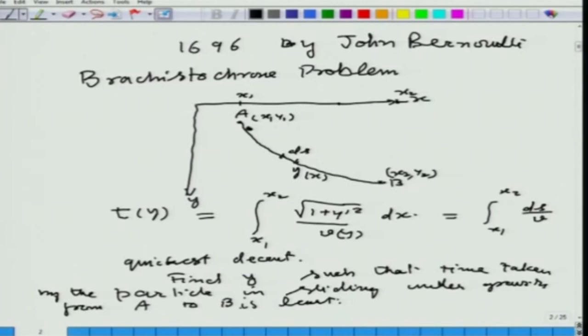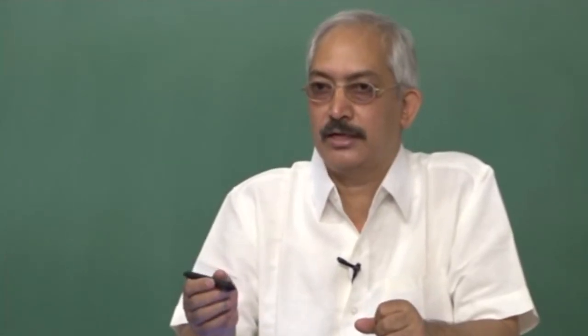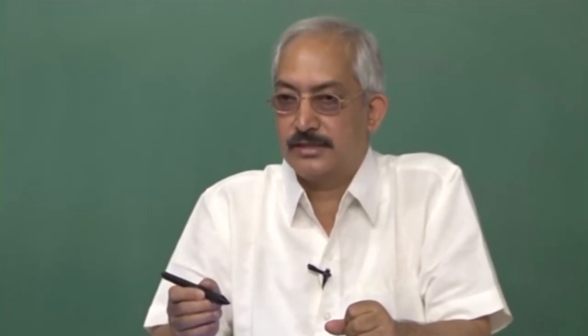Now, this problem was proposed by the famous mathematician John Bernoulli, and in the same year 1696 it was solved by several mathematicians like Newton, Leibniz, and John Bernoulli himself, and some other mathematicians of that time. So, the study of calculus of variations started with that.